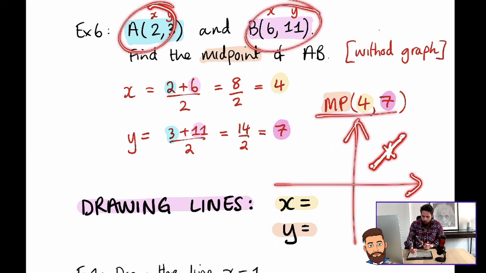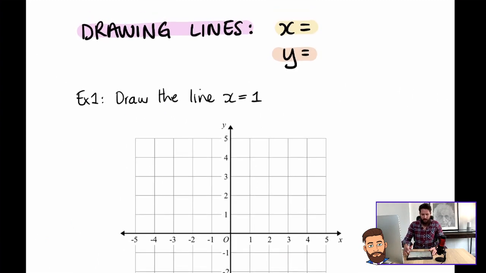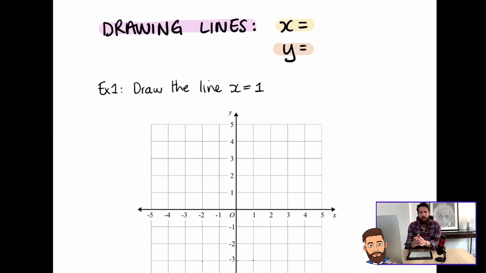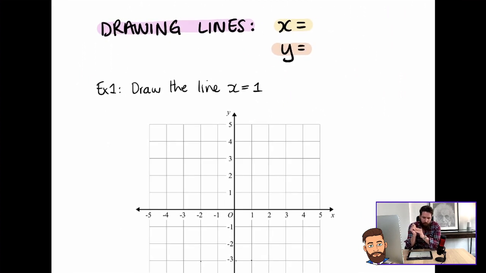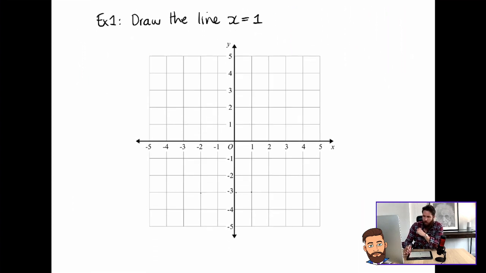Okay, so that brings us now on to drawing lines. The second part of this lesson will be, how do we draw basic straight lines? So we need to look at how do we draw x equals and y equals lines. Okay, so example 1. It says draw the line x equals 1.